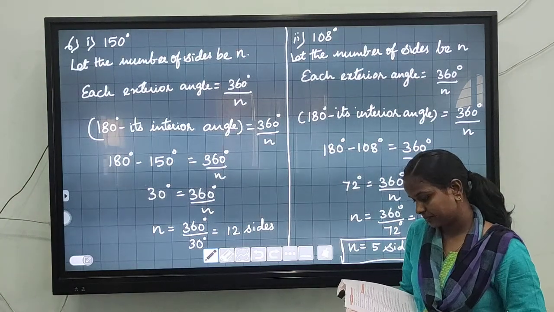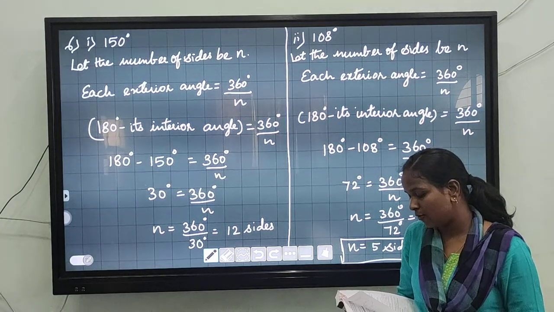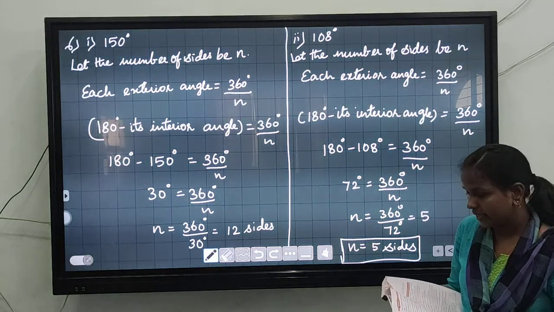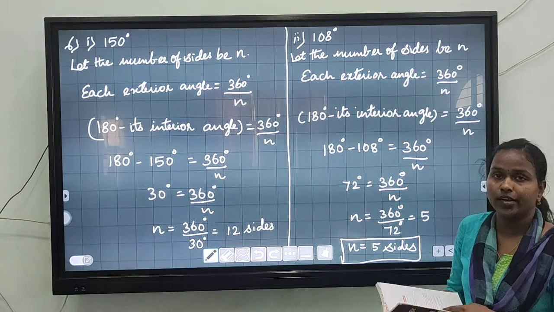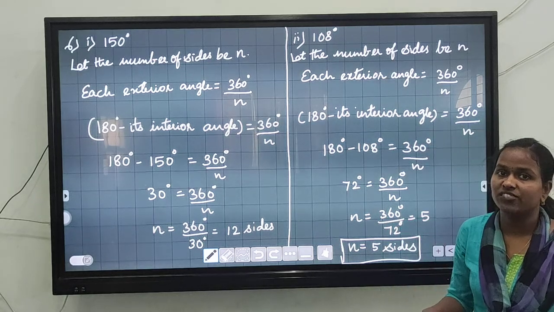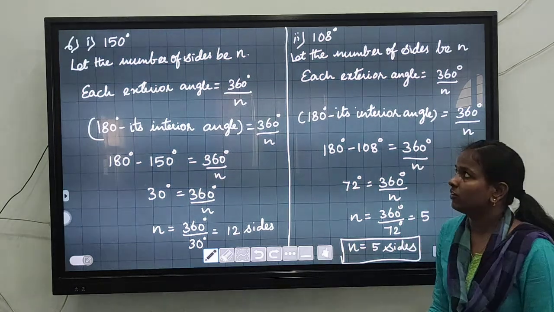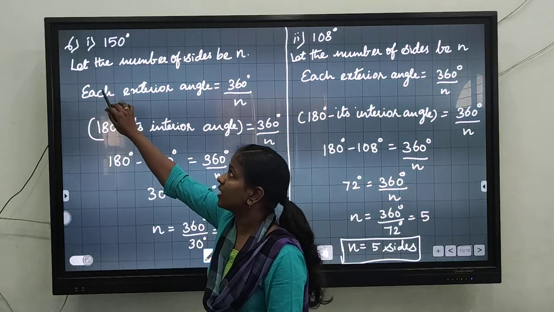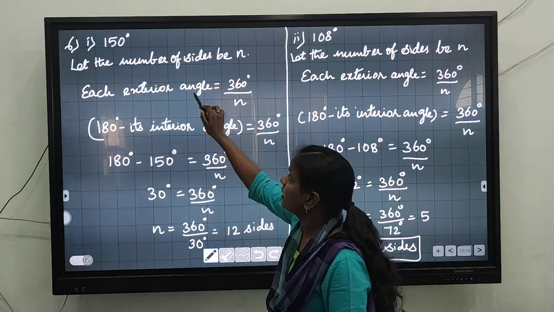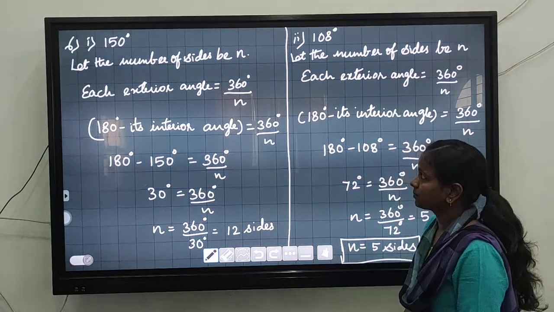Next, sixth question. How many sides does a regular polygon have if each of its interior angle measures the following? This is each of its interior angle. They told us to find out how many sides the regular polygon has. In the previous question, each exterior angle was given. Here each interior angle is given. We don't know the number of sides, so I am considering let the number of sides of the polygon be n. So each exterior angle equals, what is the formula? Each exterior angle equals 360 degree divided by n.